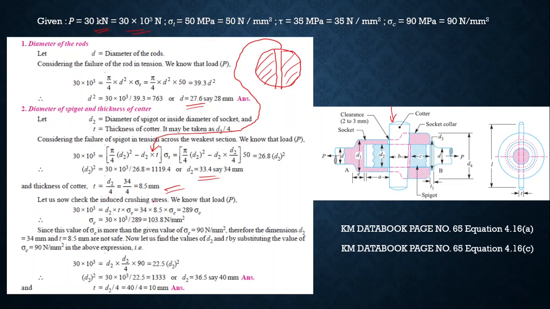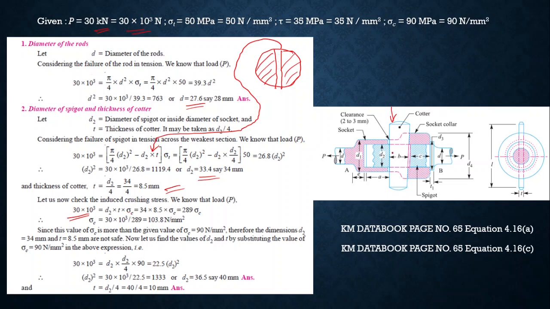Next, let us now check the induced crushing stress. Then we can check the same diameter for the induced crushing stress. We know that the load is equal to 30 into 10 raised to 3, and the induced crushing stress is equal to d2 into t into sigma c. Here the induced crushing stress is acting at this particular rectangular area, and that area is equal to d2, the diameter of the spigot, into t, the thickness of the quarter. Then d2 into t into sigma c is the induced crushing stress, where crushing occurs at this particular area.